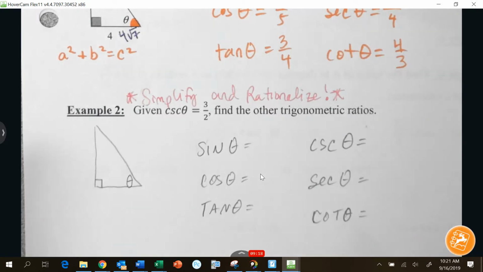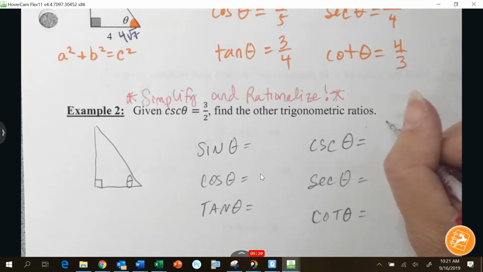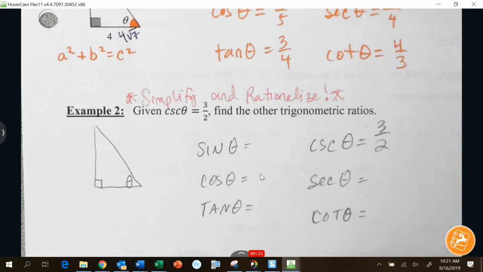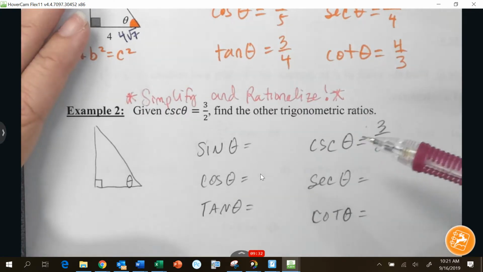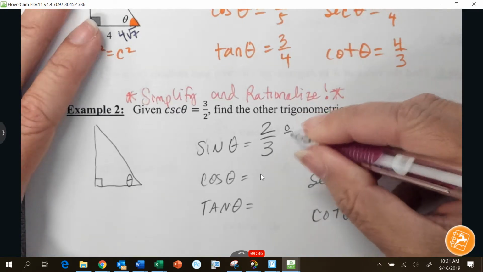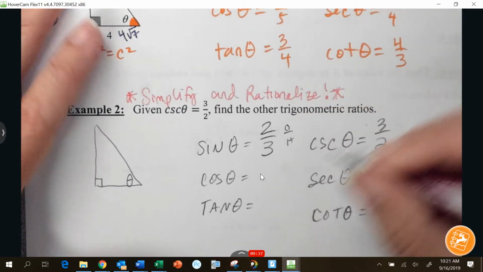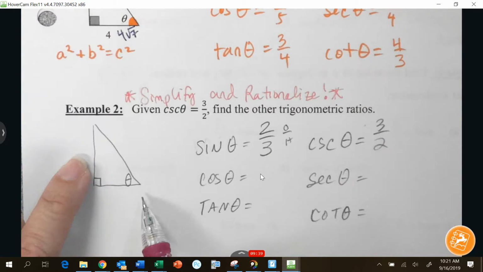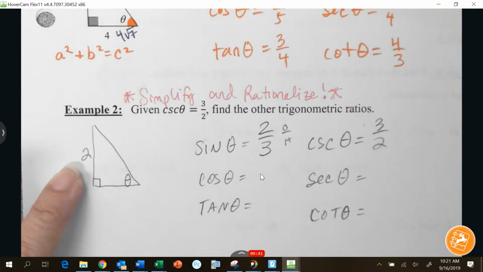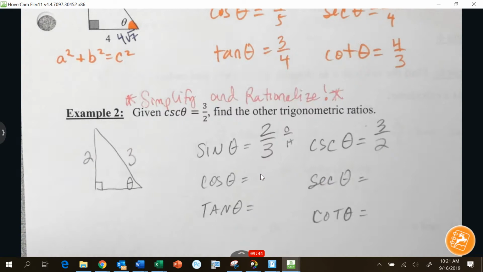Okay, what was given to me is that the cosecant is 3 over 2. So without even drawing the picture, can you find a different answer over here? What can you find, Mike? Sine is what? 2 over 3. Is opposite over hypotenuse. So now I'm going to go over here and I'm going to say the opposite of theta has to be 2, and the hypotenuse has to be 3.